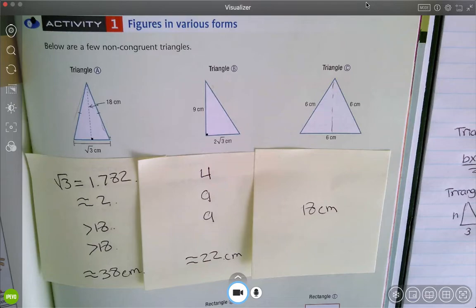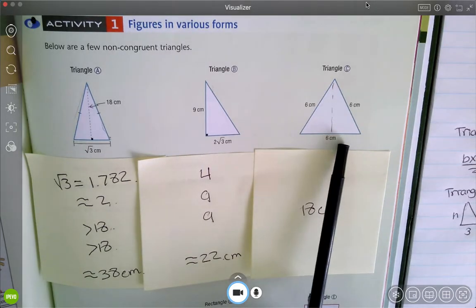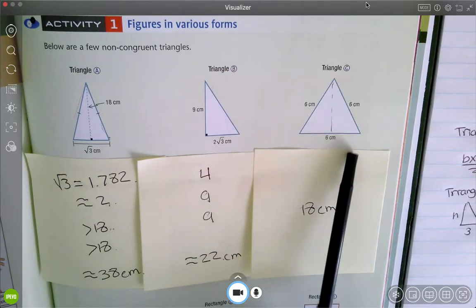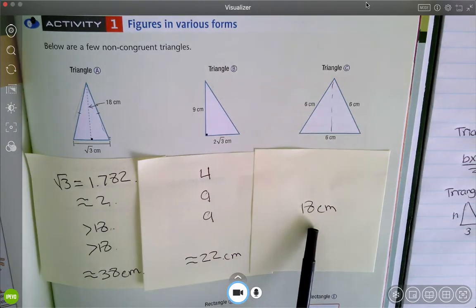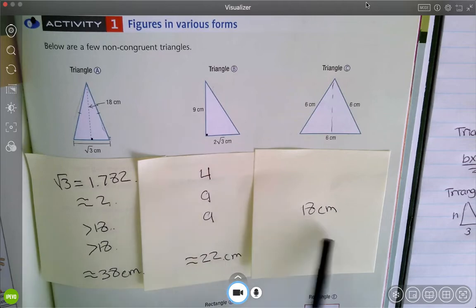Yeah. So that was our definition of equivalence, right? That they can have the same area, but not necessarily the same perimeter. What do we notice about this shape? It's a right triangle, an equilateral triangle. And what do we notice about the perimeter in comparison to all three? It's the smallest. Yeah.